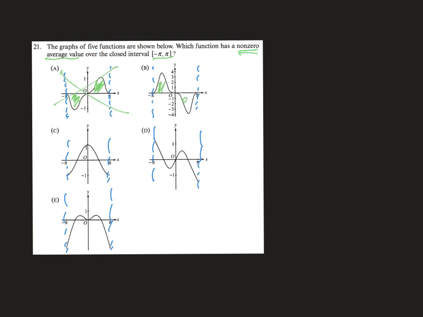Same thing here. Nope, also 0. This one's a little tricky, but you can see these are still symmetric. So this one's also 0. And even here, it's not as easy to tell, but this one cancels out this one, and this one cancels out this one. So sure enough, we get 0.